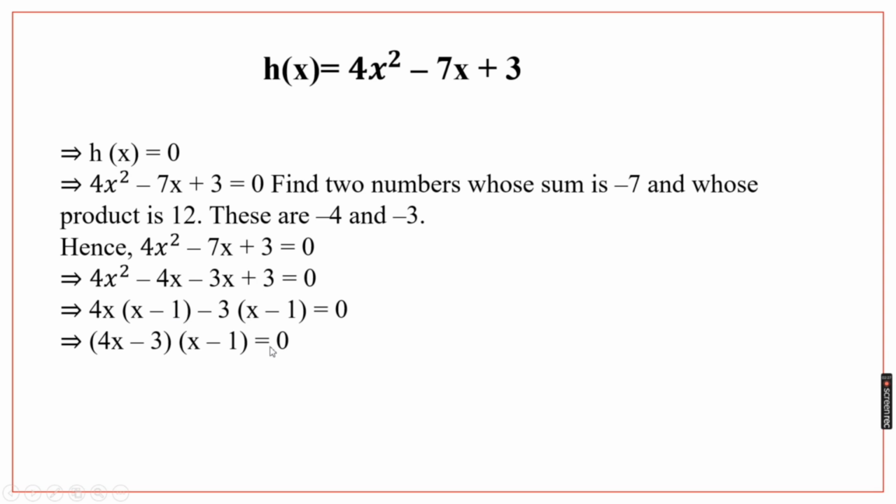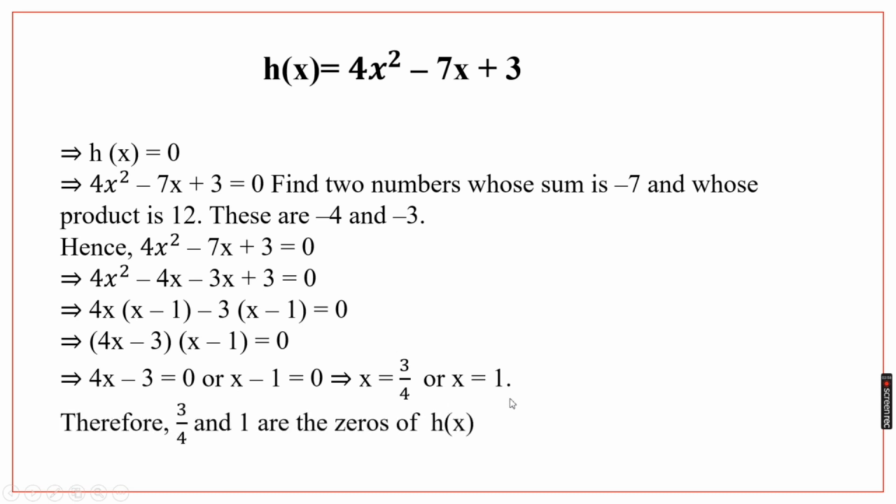So we will take each value from the common terms and multiply, equals 0. It is the same as the previous. So 4x minus 3 equals 0, or x minus 1 equals 0. One of them will give us the zero of the function. So x equals 3 over 4, or x equals 1. So those two values, 3 over 4 and 1, are the zeros of h of x. When we insert those two values in place of x in the given quadratic function, 4x squared minus 7x plus 3, the function will be 0. So those two numbers are the zeros of the function.